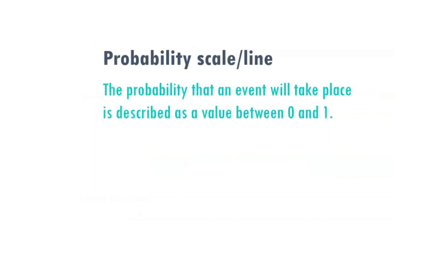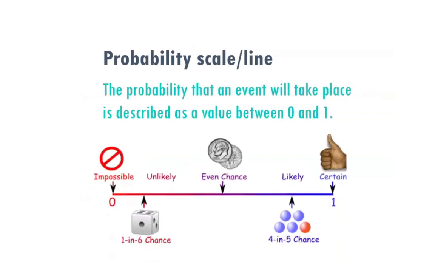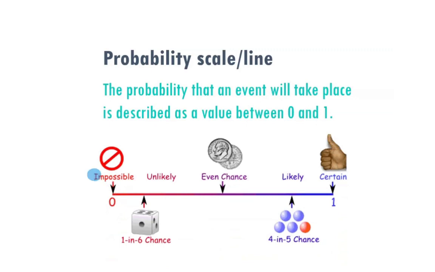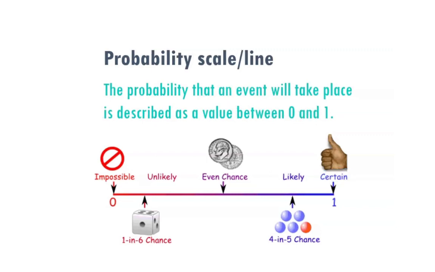Probability is measured on a scale between 0 and 1. So if we say that something cannot happen at all, if it's impossible, the probability is 0. And if the probability is 1, it is certain that this will occur. Even chance, 1 out of 2, means there's a 50-50 chance that it will occur. Any probability between 0 and 1/2 is something that is unlikely to happen, and between 1/2 and 1 is likely to happen. Let's go and have a look at some examples.